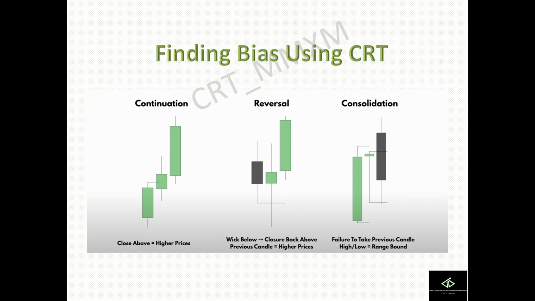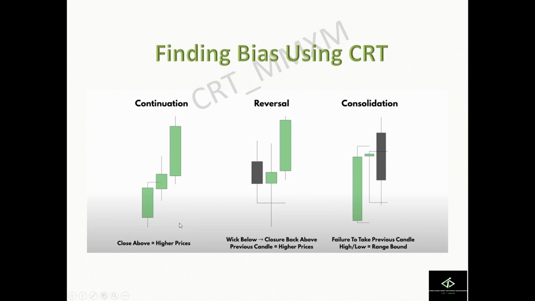But if we go just with the CRT concepts, the accuracy of this stuff becomes less because these patterns also fail, right? More often, right? So we need some more confluences so we can increase the accuracy of finding the biases somehow, right?